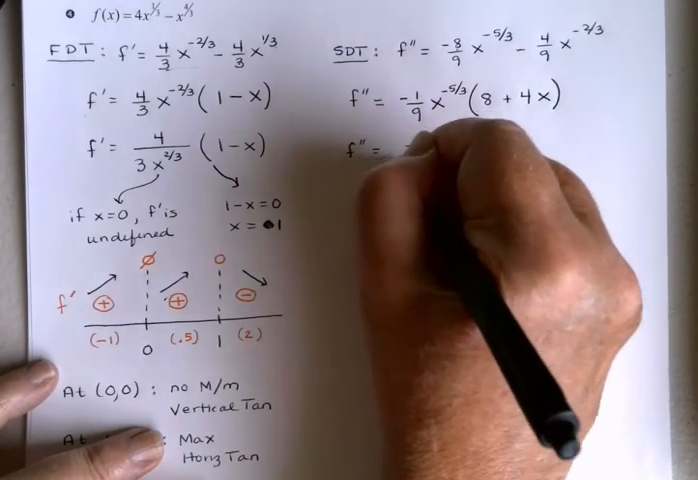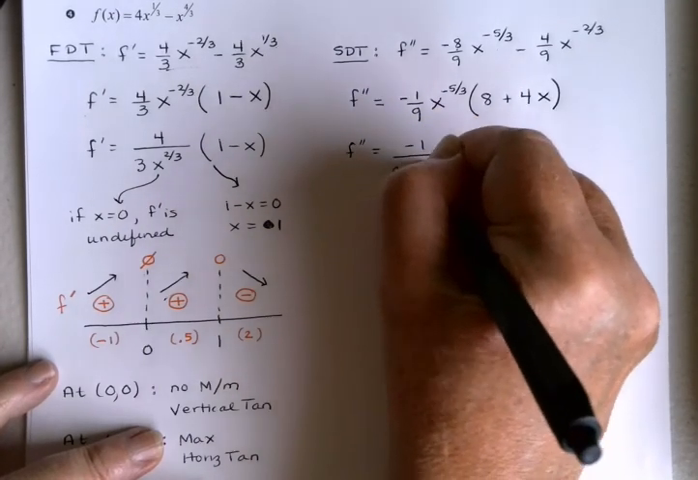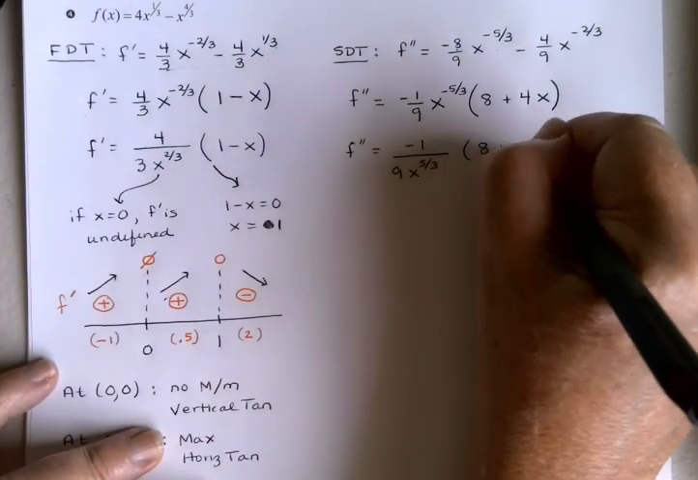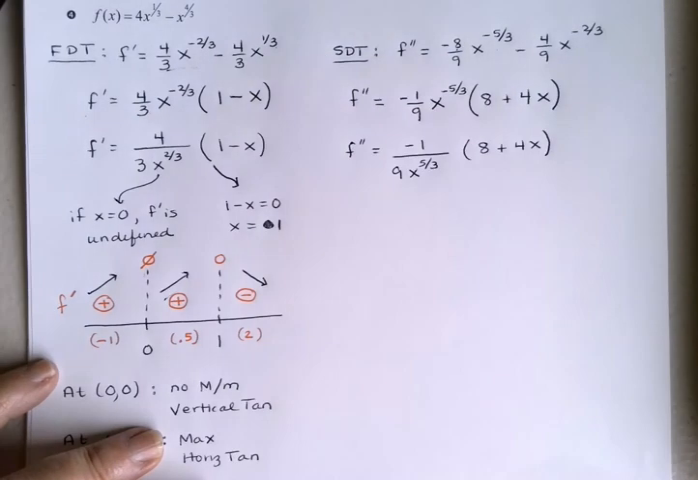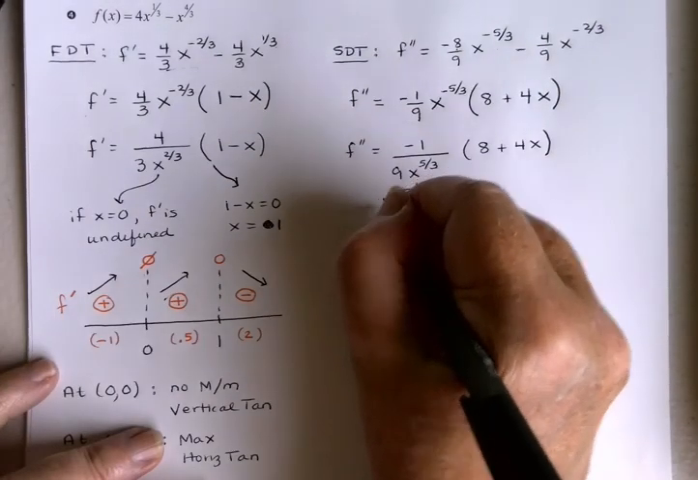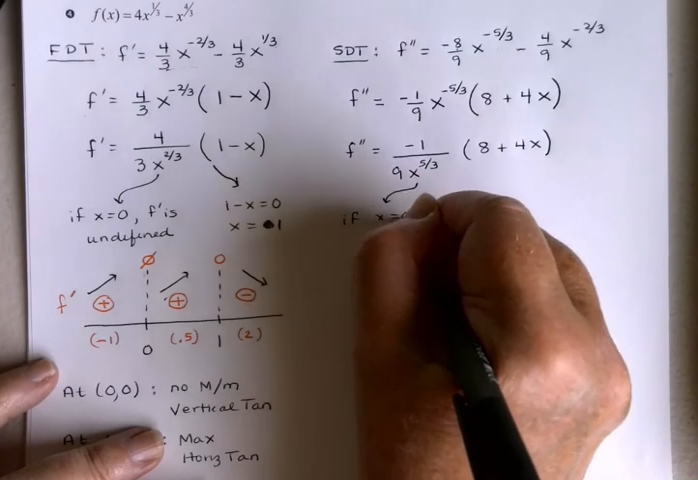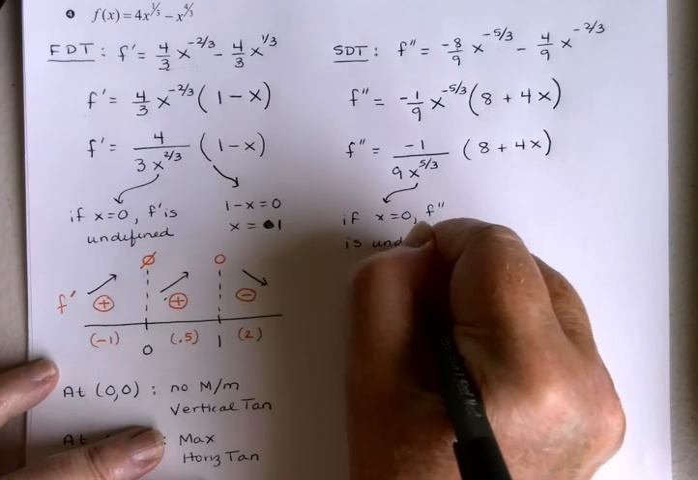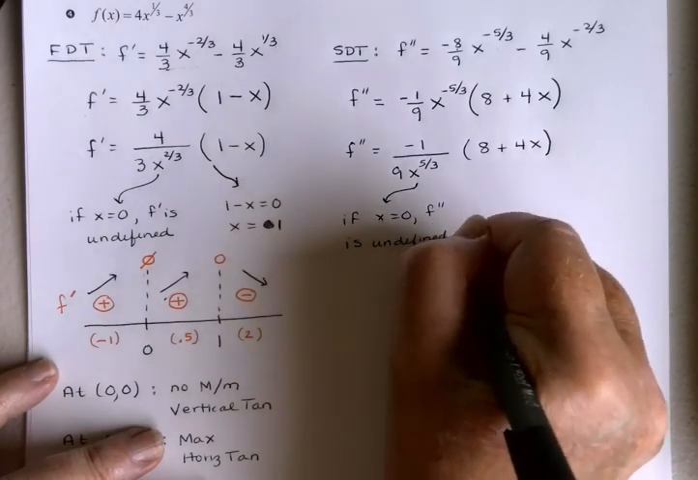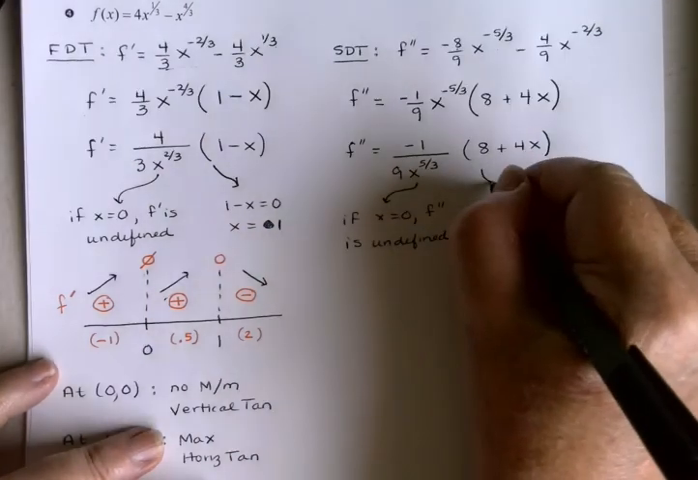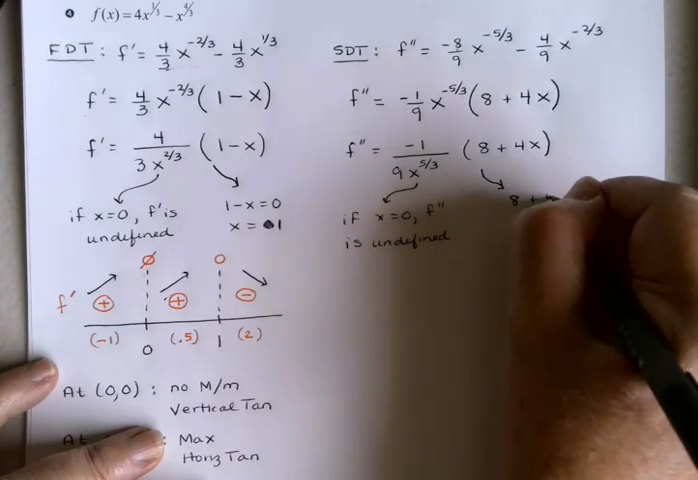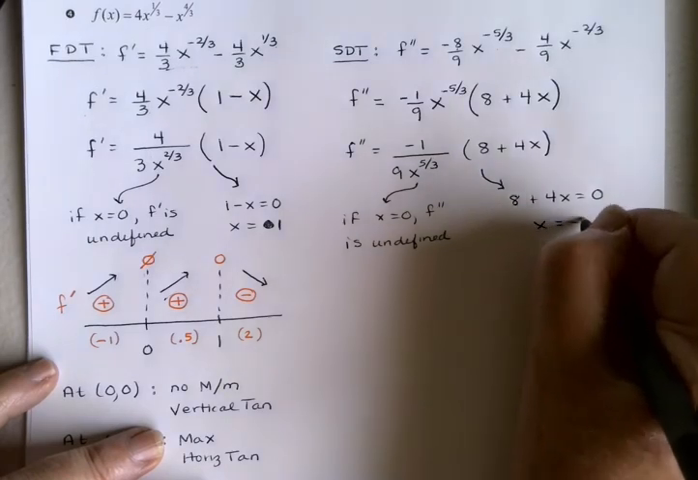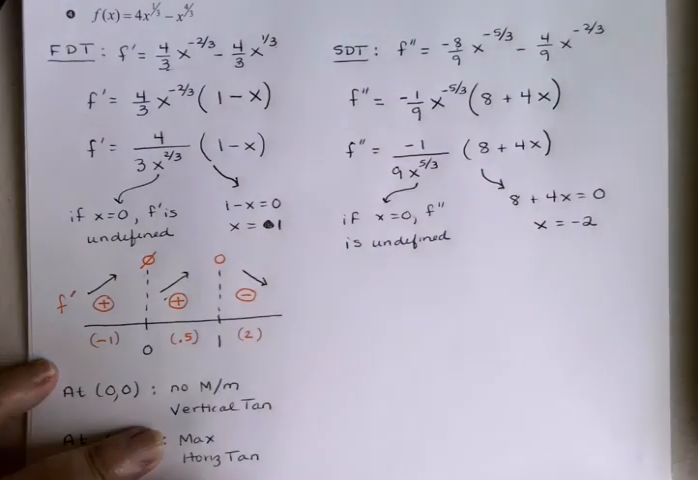All right, that's really negative 1 over 9x to the 5/3 times 8 plus 4x. And if x is 0, f double prime is undefined. Here we can actually set the 8 plus 4x equal to 0, which is going to give me x equals negative 2, and that's a critical value.